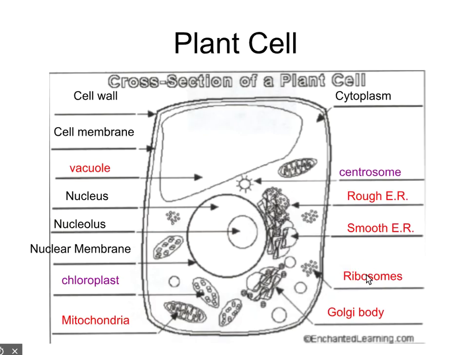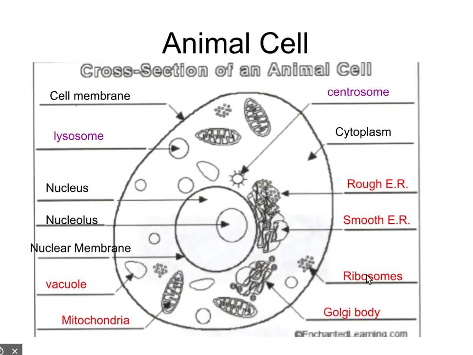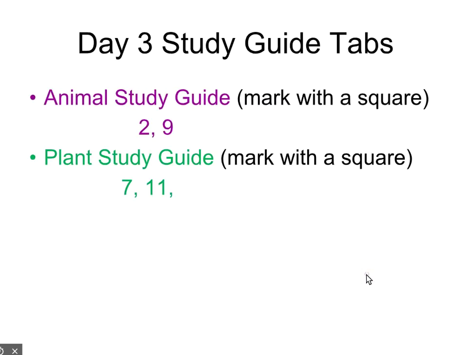Okay, on your plant cell diagram, please fill in the purple and do the purple on your animal cell. And on your study guide, you should mark with a square tabs 2 and 9 on the animal cell and 7 and 11 on the plant study guide.